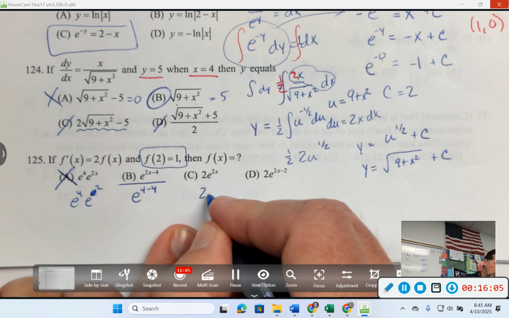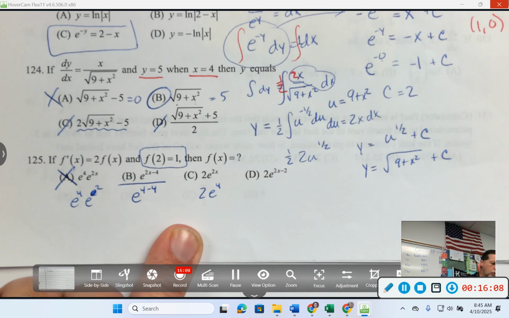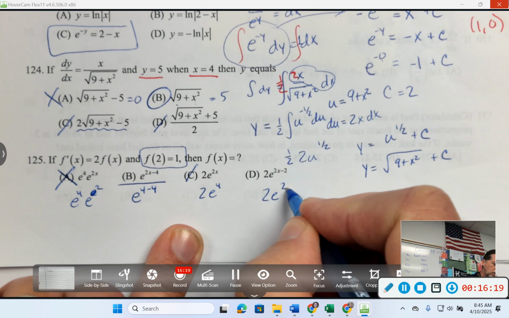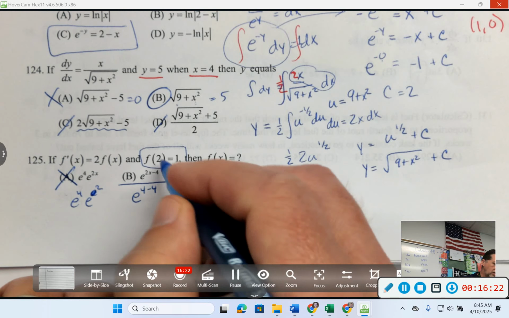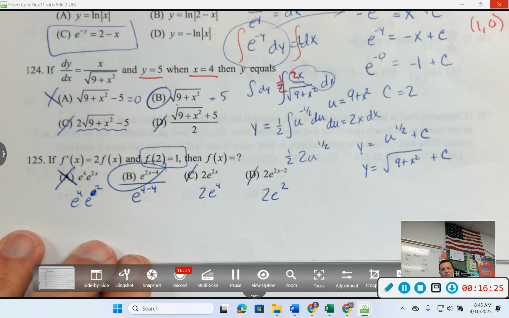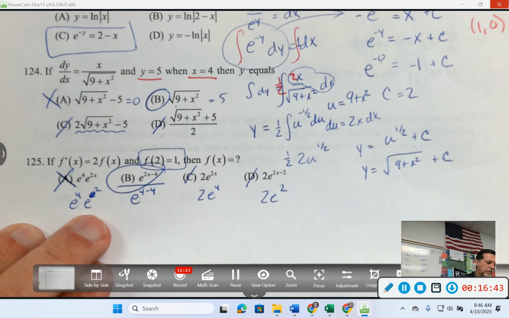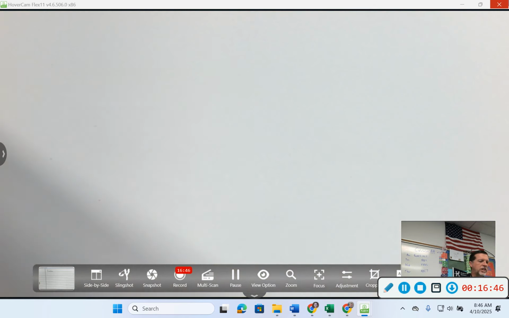If I plug in 2 to C, 2e to the 4th, that's not 1. He's out. And if I plug in 2 to D, 2 times 2 is 4, 4 minus 2 is 2, 2e squared. So he's out. So it's got to be B, and I didn't even do any calculus. It's kind of a bad question from the College Board side of things, I feel like. You don't have to do any calculus to get that one right. I was afraid I was going to have to check more, but check the easy stuff first.